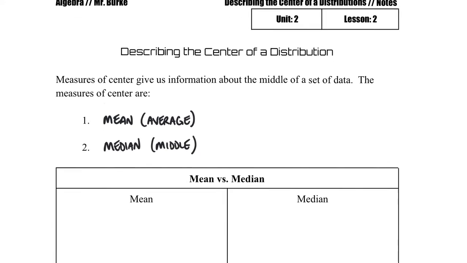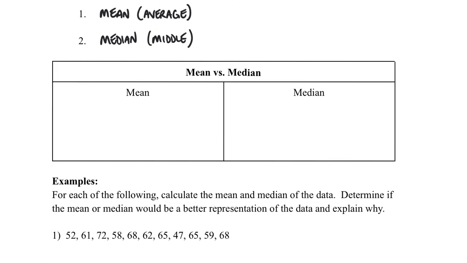So the mean and the median are found in two different ways. To find the mean, you're going to add up all the numbers, and then you're going to divide by the number of data points you have, the number of numbers.